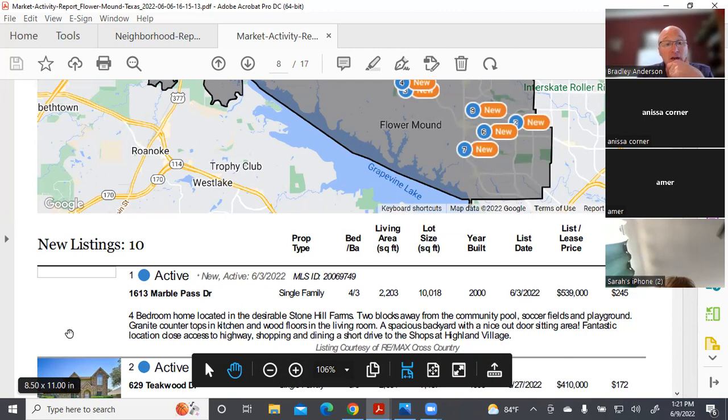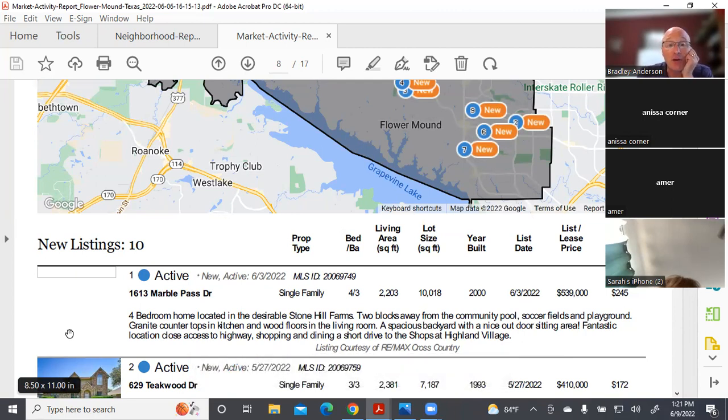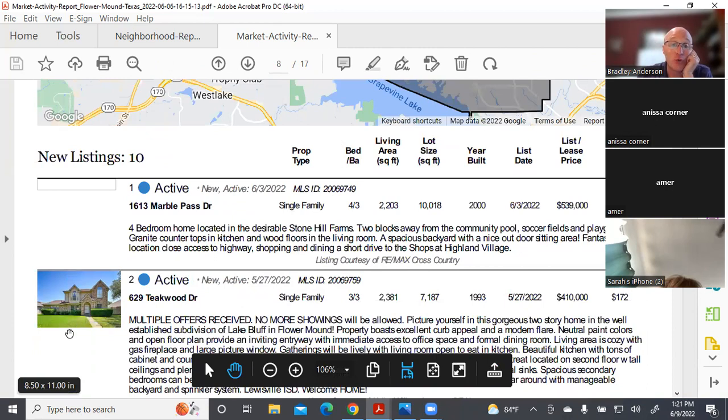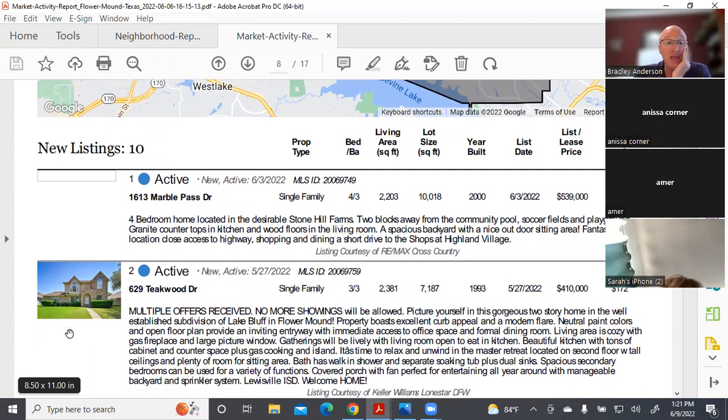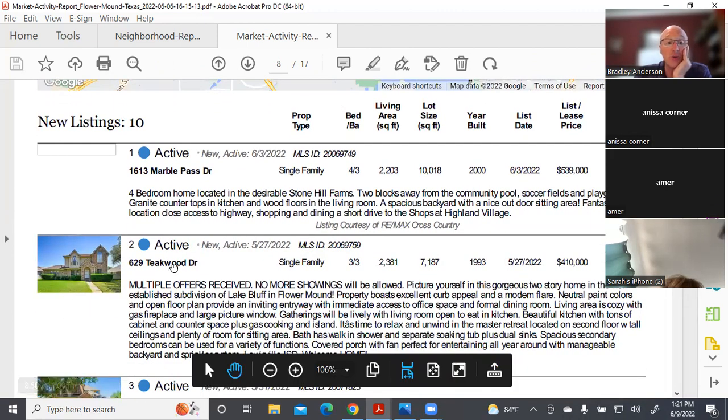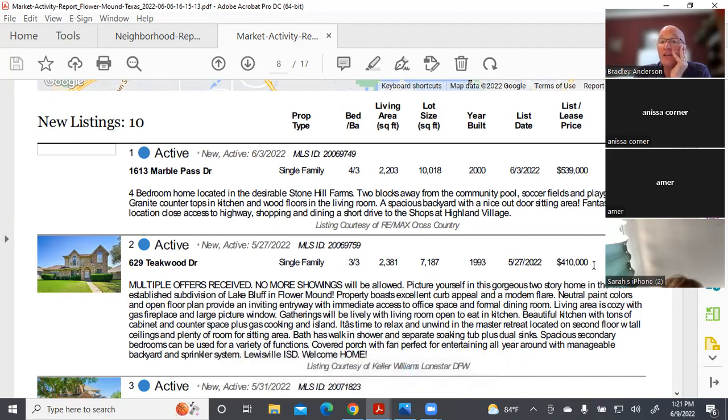Then the rest of the report is made up of what is actually available. So comps. If someone pressed you, you could say, there's actually this listing at 629 Teakwood, built in 1993, at 410. It listed on May 27th. It's June 7th or 8th. Based on what the news says, this thing should have been gone. And it's at less than $200 a square foot. So it's not all doom and gloom.